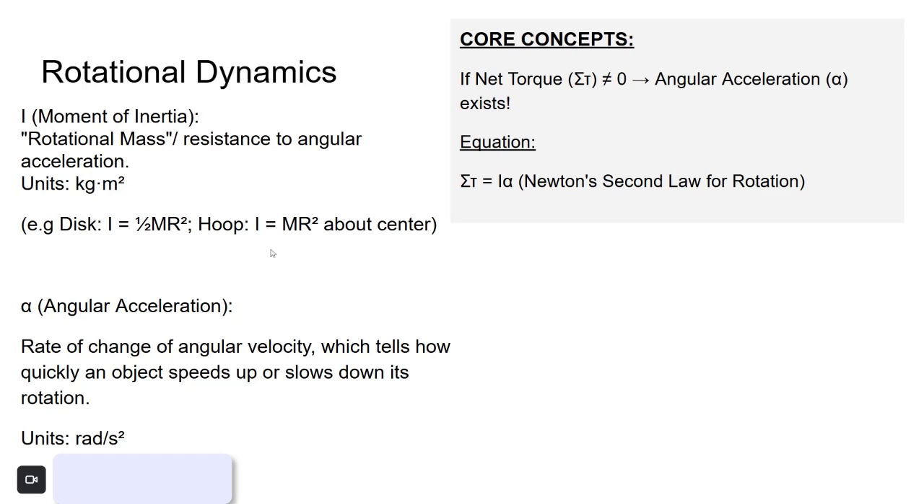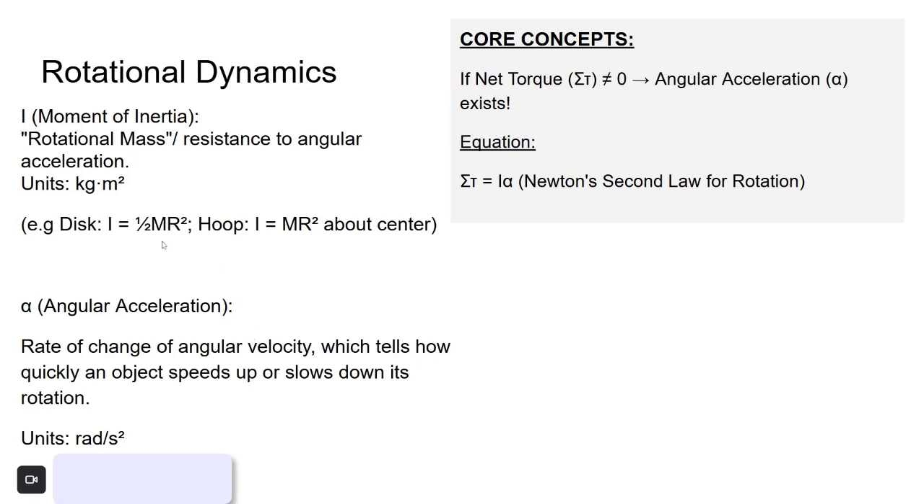The hoop is harder to get spinning because more of its mass is further from the axis, and thus there's a greater torque. And finally, alpha, which is the angular acceleration. This is the rate at which the object's angular velocity is changing. It tells us how quickly the object speeds up or slows down its rotation. The units for angular acceleration are radians per second squared.